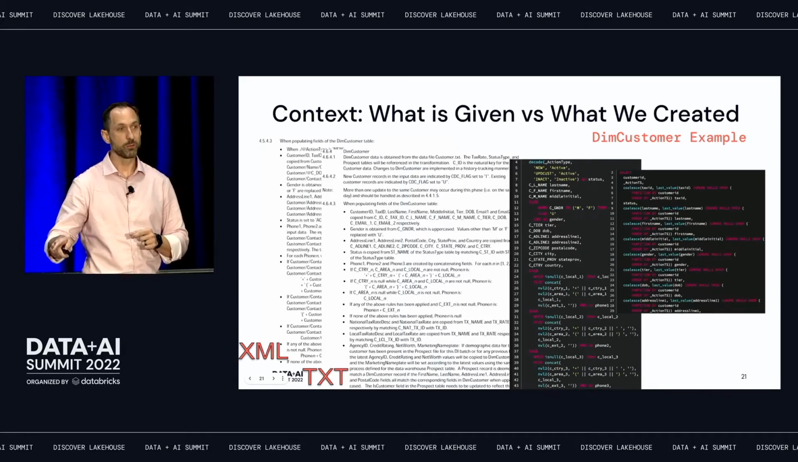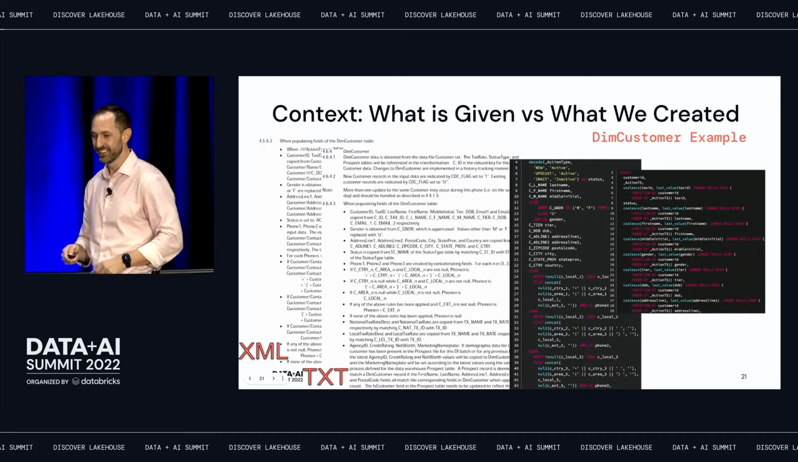In the end, there's probably about 99 other pages of documentation that we have to handle like this. It was definitely a joy. Thanks, TPC.